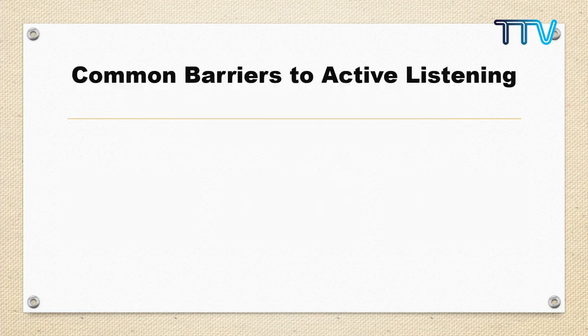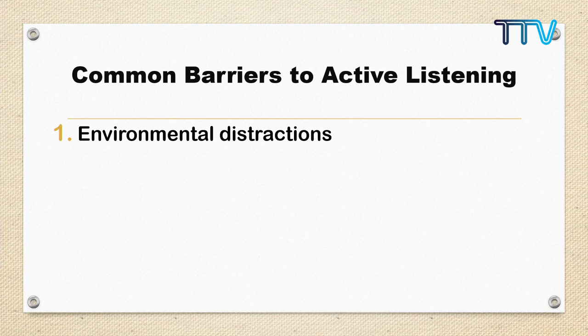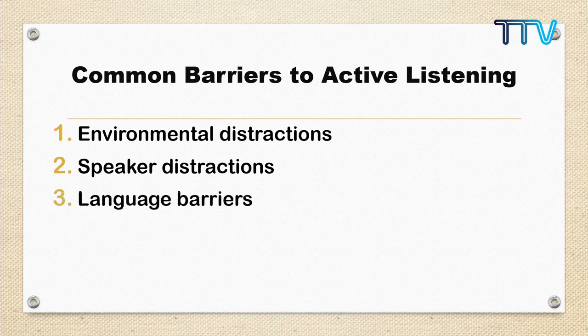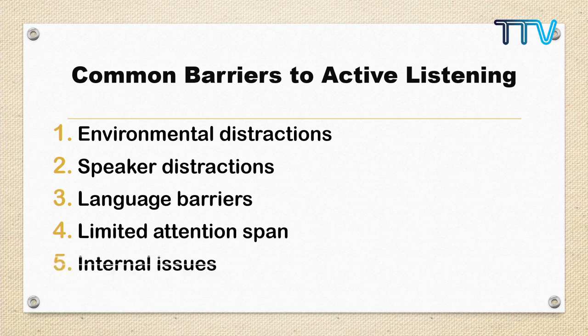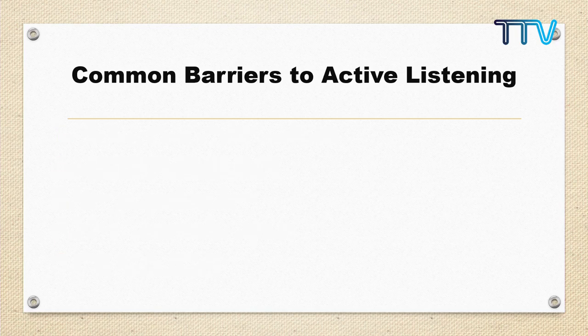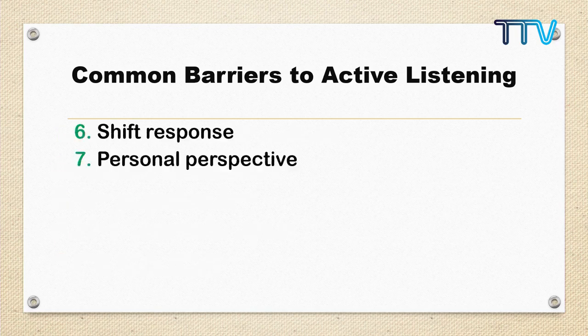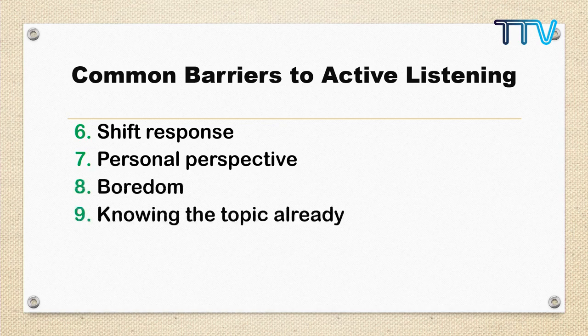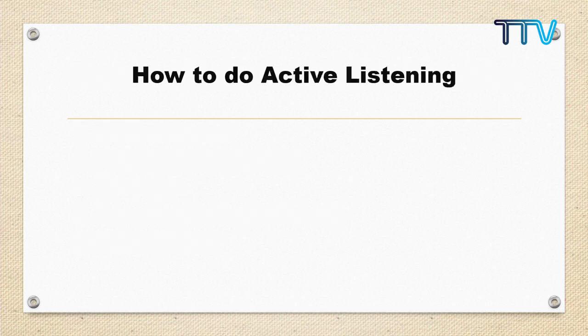So what are the common barriers to active listening? We also discussed that, right? Environmental distractions, speaker distractions. Sometimes the way speaker is speaking may distract, right? Language barriers, limited attention span will come up as a barrier. Internal issues, you may be going through some internal issues and so you are not able to focus or pay attention. Shift response, right? Personal perspective, sometimes your response shifts up and there can be personal perspective, boredom, knowing the topic already so you don't feel like listening again, right? And being impatient about sharing your own points, okay. So these can be common barriers to active listening.